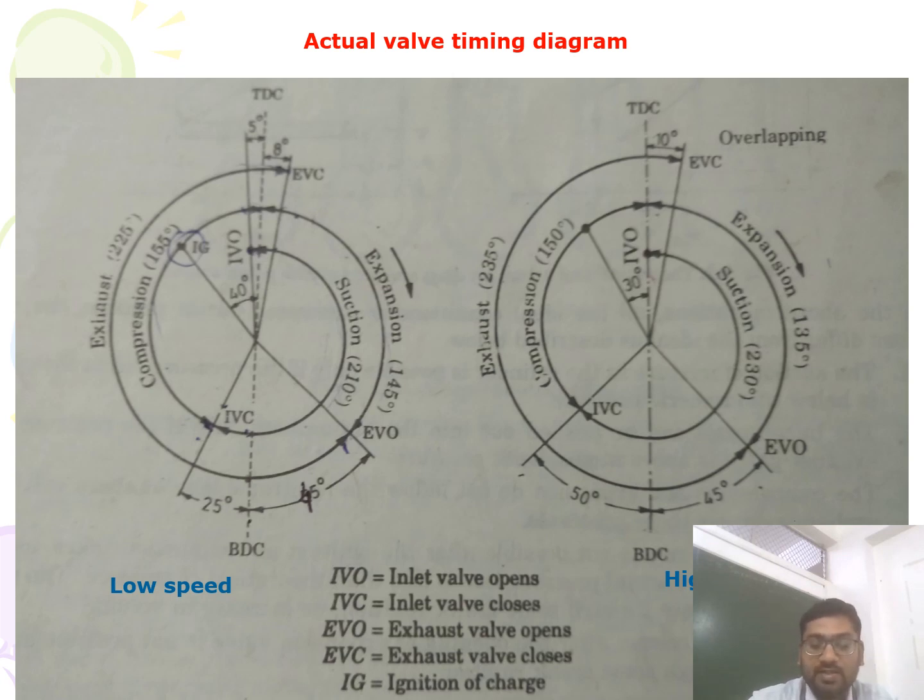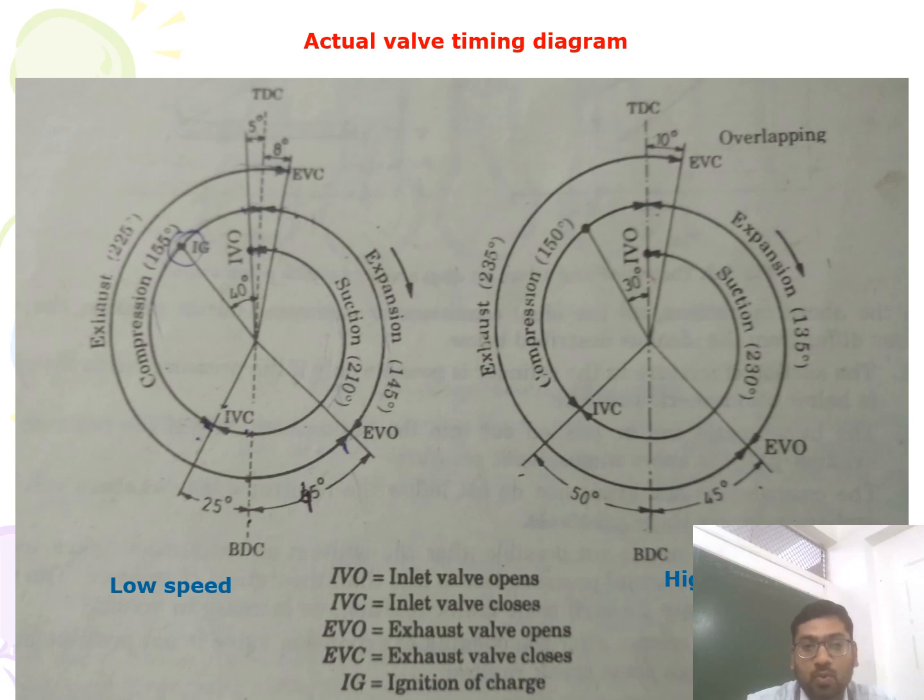It is obvious that in the valve timing diagram, the inlet and exhaust valves are open at the same time, as you can see in the figure. In the low speed engine, the inlet valve opens 5 degrees before TDC and the exhaust valve closes 8 degrees after TDC. That means during these 13 degrees both valves remain open, and this situation is called valve overlapping.